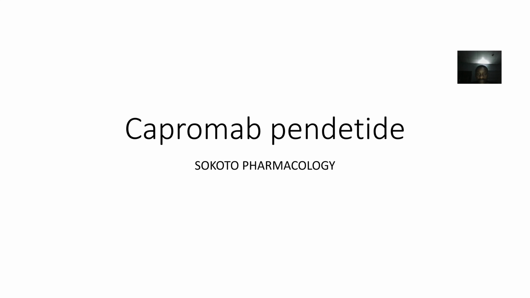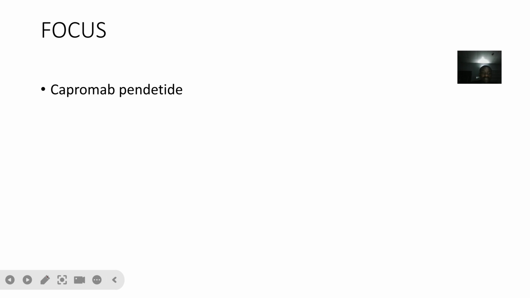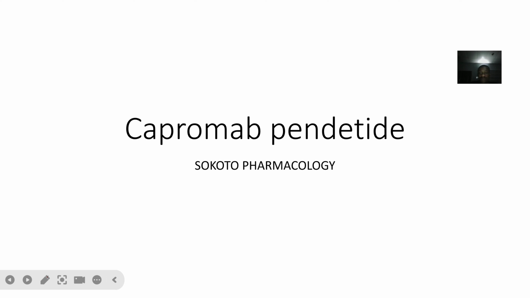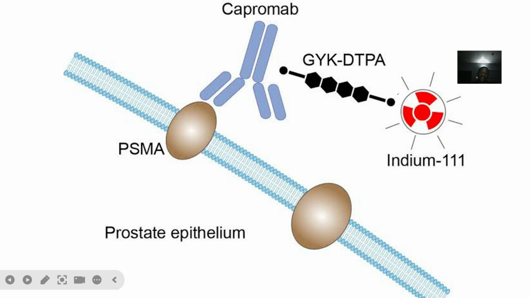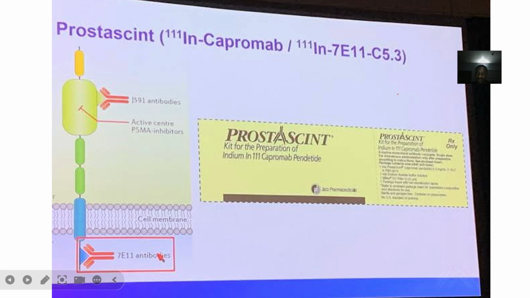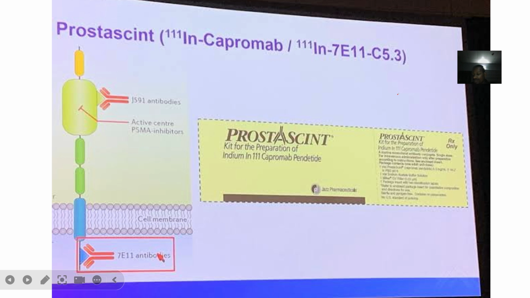We'll quickly try to look at the next drug here, which we'll be talking about. It's pharmacology, and this is what is known as Capromab pendetide. Capromab pendetide. So this is Capromab. Okay. Capromab pendetide. So it's a radioactive drug.